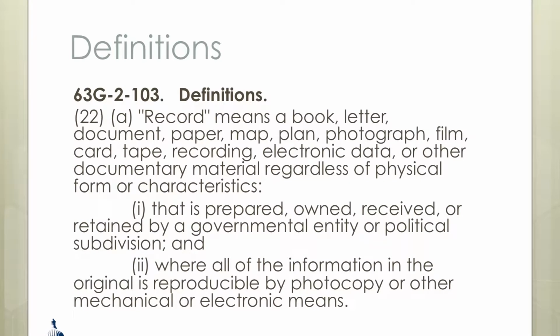So the next section of GRAMA is 103, the definitions section, and we just picked out a couple of definitions that are really important. Number 22, a record, the definition of a record, because everything in GRAMA is about government records. So if we are to interpret this law, we have to know what a government record is.